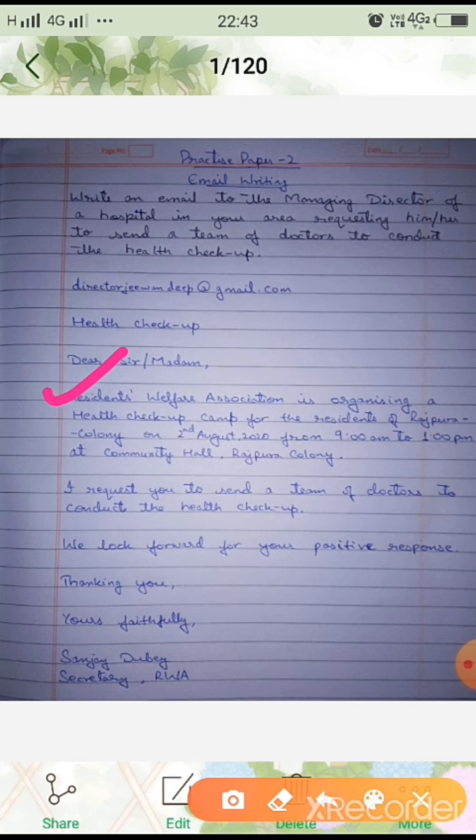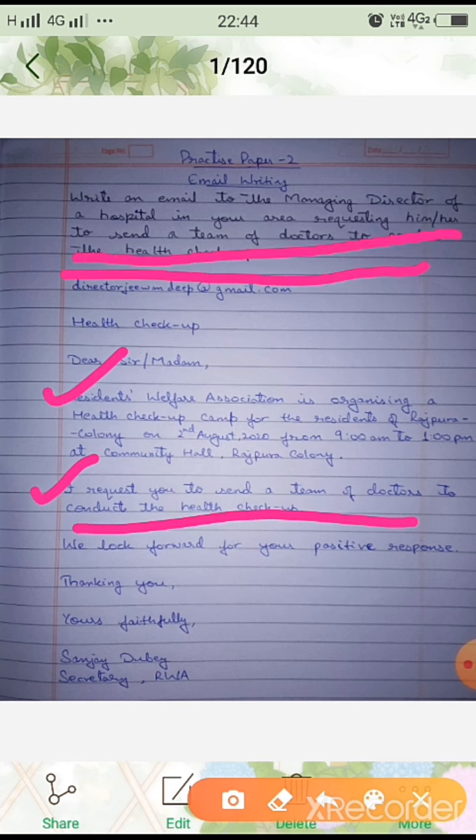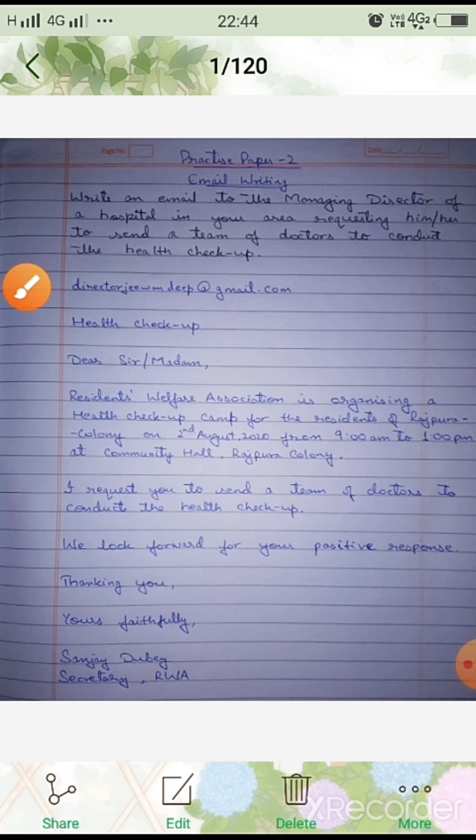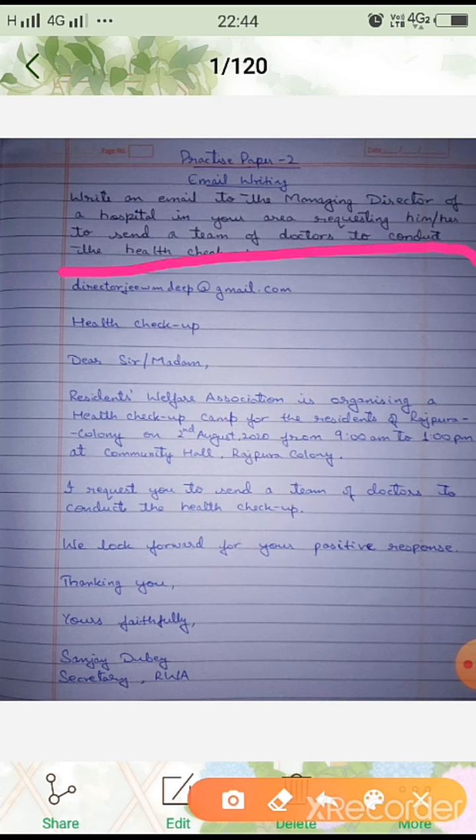Then after this, I request you to send a team of doctors to conduct the health checkup. Now this was the main subject for which you had to send this email. Here you can see that in the question it is given that you have to request him or her to send a team of doctors to conduct the health checkup. Okay, this exact line will come here: I request you to send a team of doctors to conduct the health checkup.